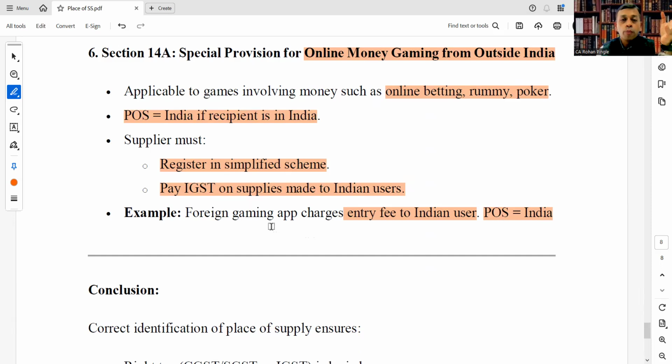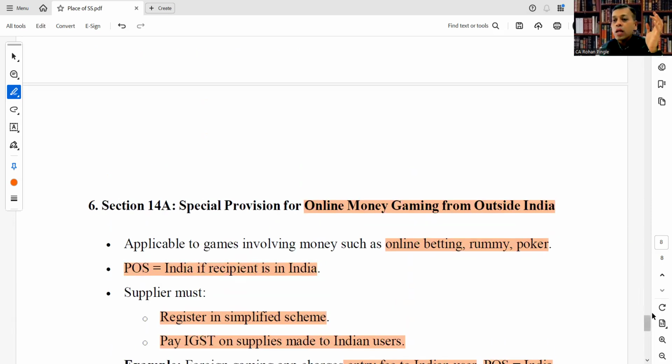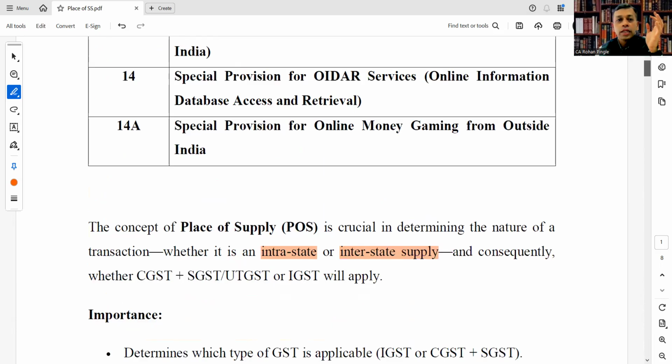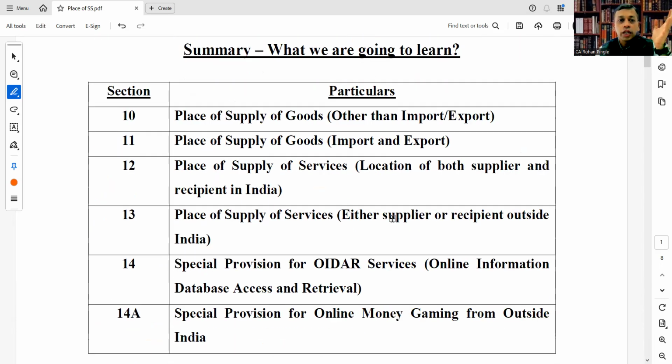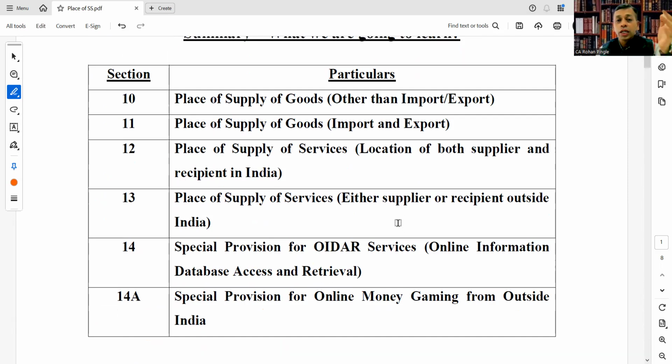Okay, hope you have understood. We have covered everything. Let's see the summary. Section 10, 11, 12, 13, 14, 14A. Section 10 talks about place of supply of goods other than import and export, in which there are clauses A, B, C, CA, D and E. Section 11 talks about place of supply of goods, import and export, in which there are Clause A and Clause B.